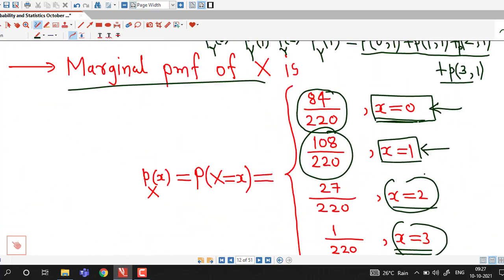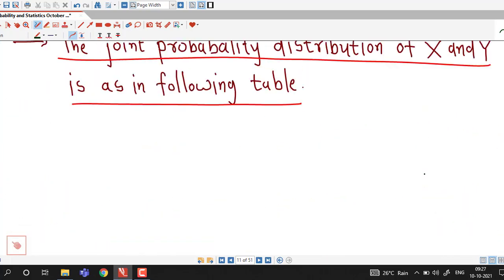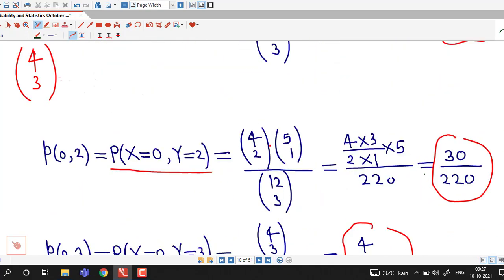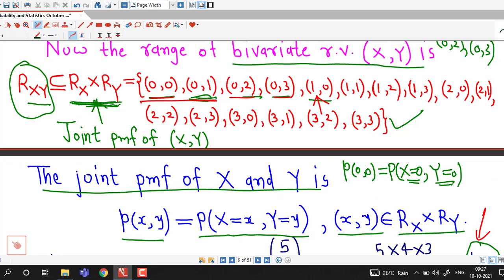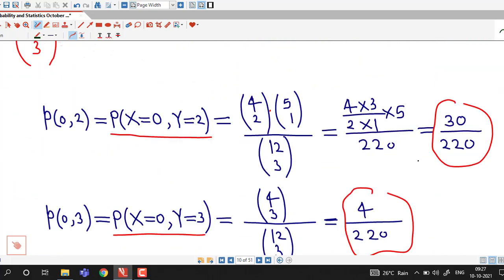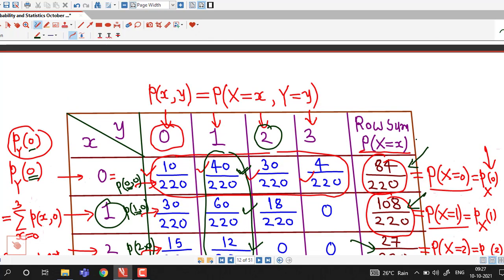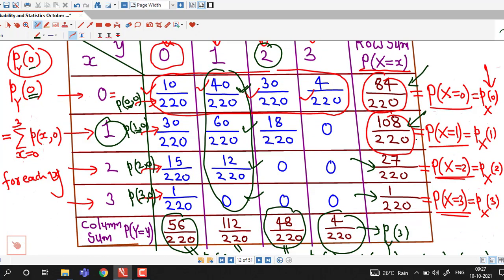So this is all about this problem. In this problem we have obtained the joint probability mass function of a bivariate random variable, and using its values we are able to write the joint probability distribution in the form of a table, and using row sums and column sums we are able to determine the marginal probability distributions of random variables X and Y. So this is all about this lecture.